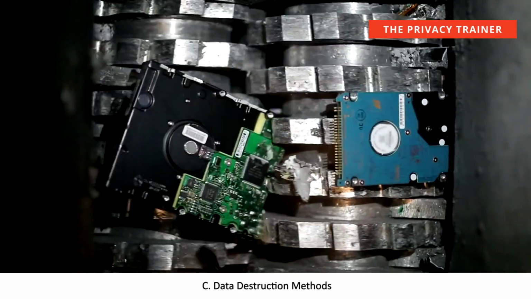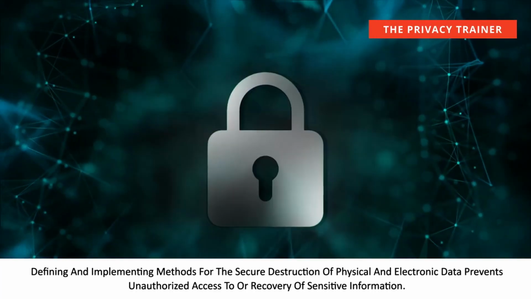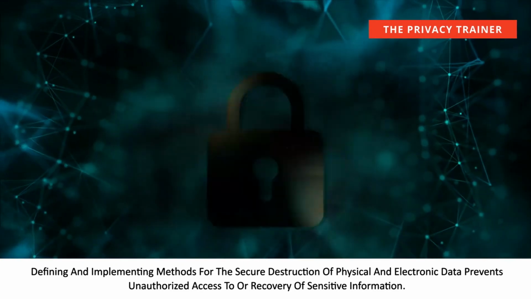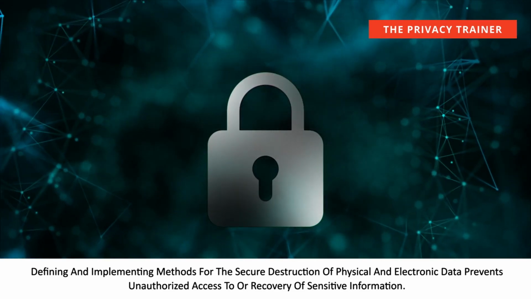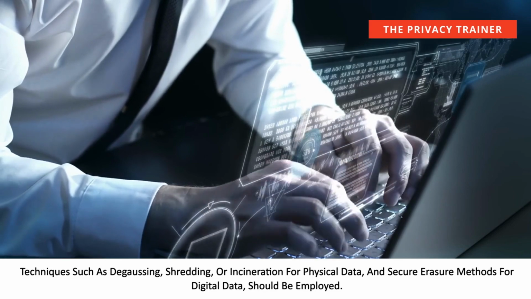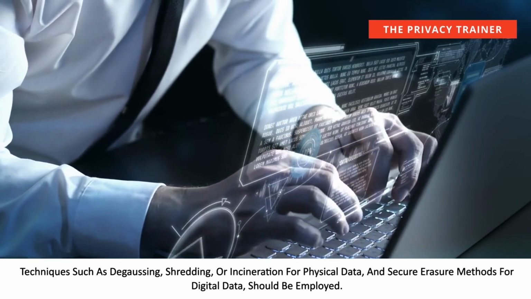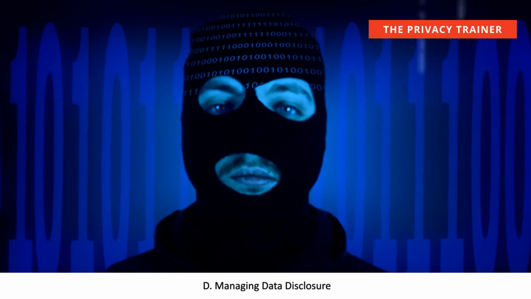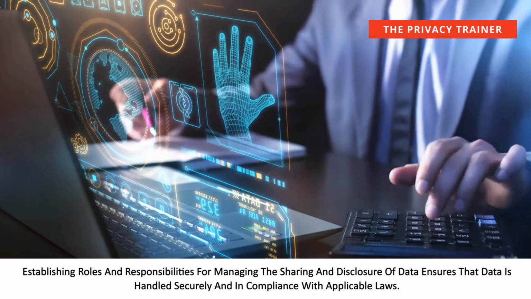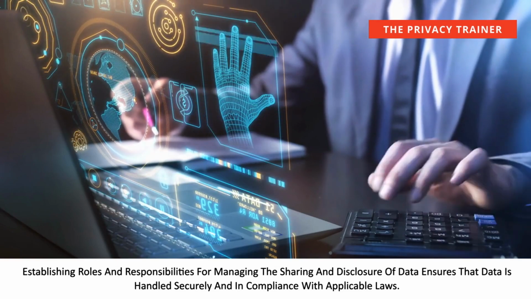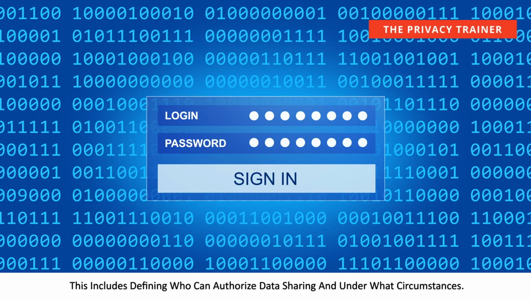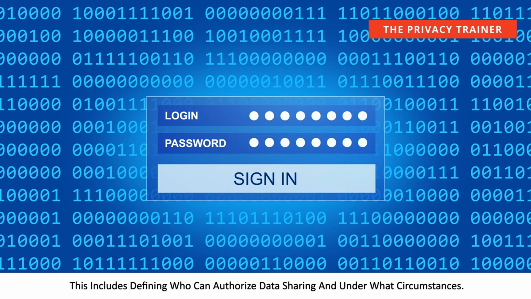C. Data destruction methods. Defining and implementing methods for the secure destruction of physical and electronic data prevents unauthorized access to or recovery of sensitive information. Techniques such as degaussing, shredding, or incineration for physical data, and secure erasure methods for digital data, should be employed. D. Managing data disclosure. Establishing roles and responsibilities for managing the sharing and disclosure of data ensures that data is handled securely and in compliance with applicable laws. This includes defining who can authorize data sharing and under what circumstances.